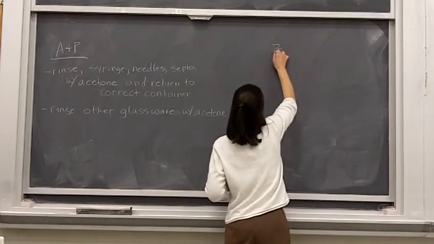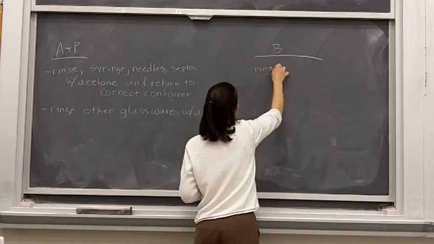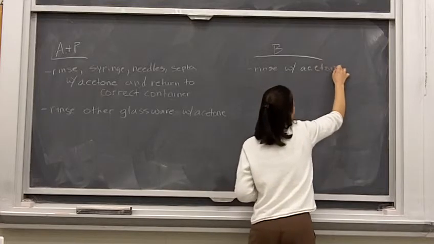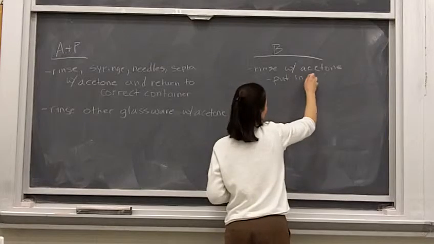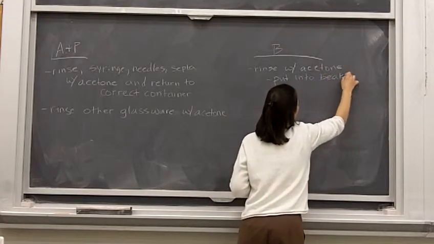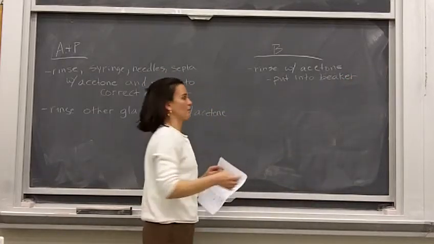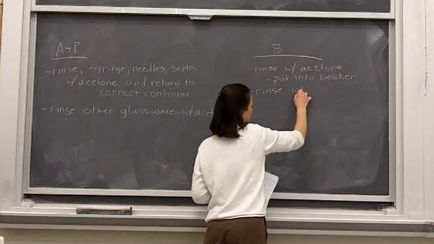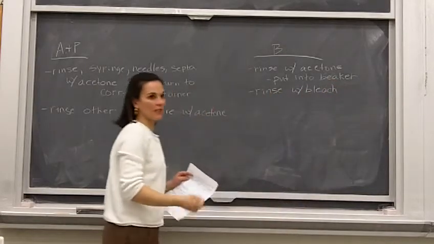For the butyryl chloride, what we need to do is first of all rinse all our pieces with acetone, okay? We're going to put this in a beaker because we're going to collect this acetone rinse. So your syringe, needles, and septa, you're going to rinse first with acetone, okay? Then you're going to rinse with bleach, okay? This is regular household, do-your-laundry-with-it bleach, okay?